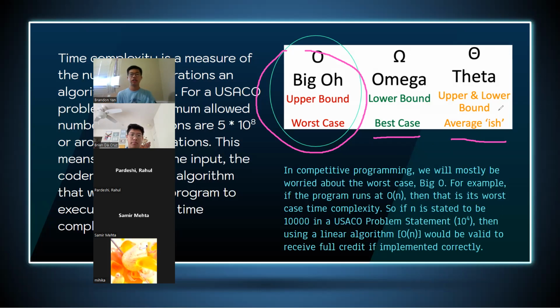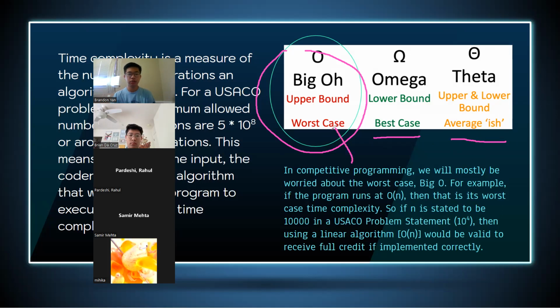And then theta is the average case. So whenever my best case and the worst case are the same, then I have an average case, which is theta. Sometimes theta doesn't exist, but whenever your best case and worst case are the same, then theta exists. And I'll go over some example problems later, so you can see when theta exists or when it doesn't.